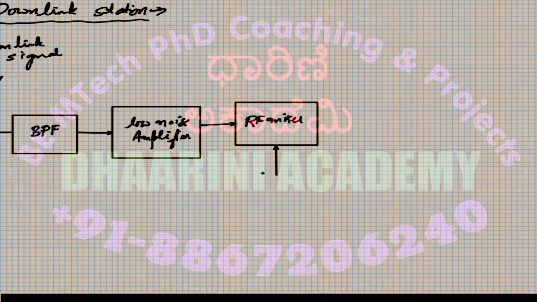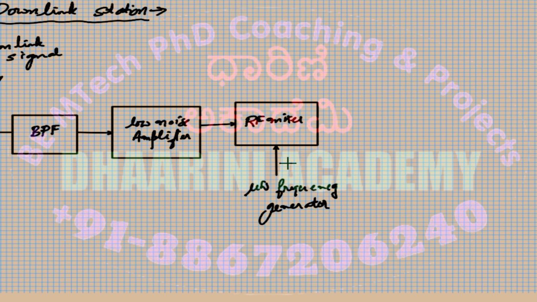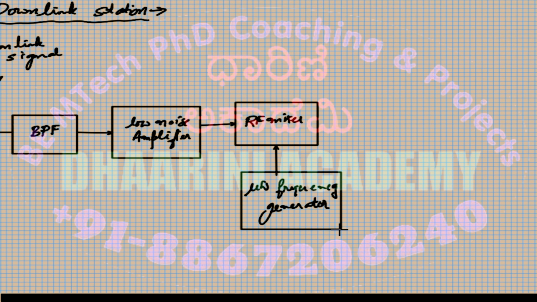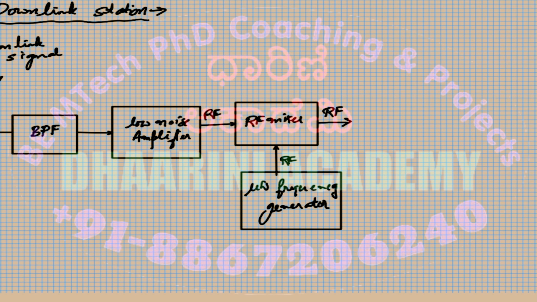So you can see here we are going to use the microwave frequency generator. The microwave frequency generator will generate the required microwave frequency. This is in RF. Okay, this is also RF. Now we multiply, and the mixer will generate two different RF frequencies, right? So one will be the highest, one will be the lowest, right?